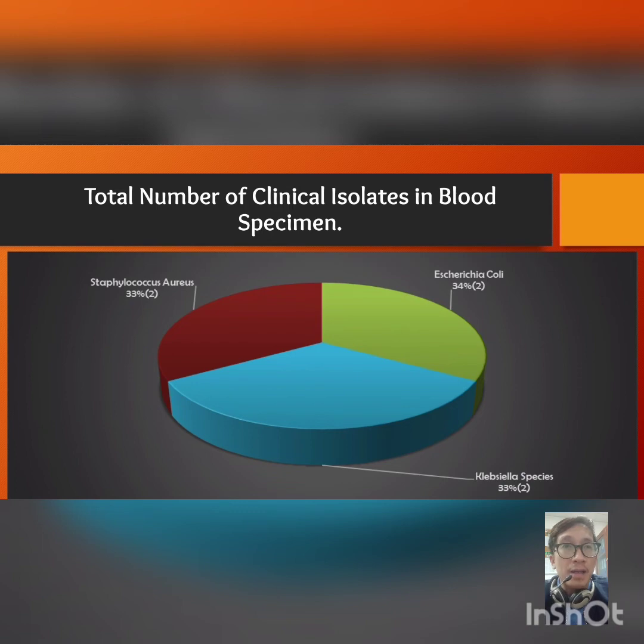How about for the blood? The highest number of clinical isolates for our blood specimen is actually a tie. They all have 2 each. We have Klebsiella, E. coli, and Staphylococcus aureus.